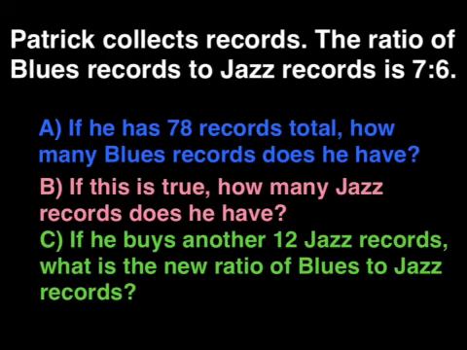Once you figure out how many blues he has, it shouldn't be too hard to figure out how many jazz ones he has. Finally, we're going to change it up a little. What if he went out and bought 12 more records? What would the new ratio be? I expect this to take you a little bit of time. I definitely would suggest drawing out a model like we did for the previous ones.